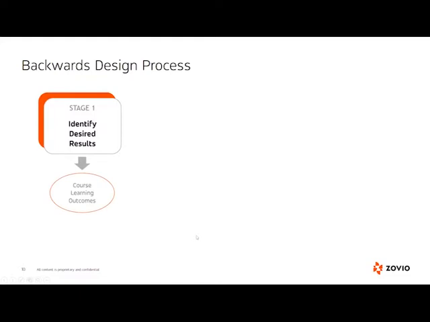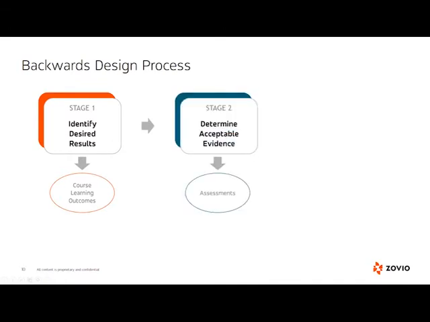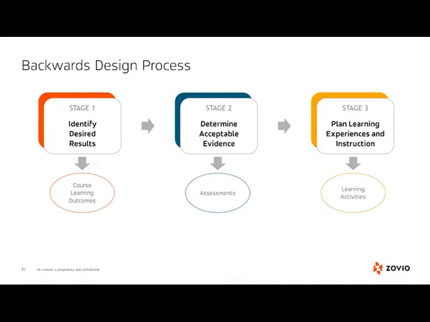Here in stage 1, you want to identify the desired results. In this case, for those developing courses, those would be the course learning outcomes. In stage 2, you want to determine the acceptable evidence. In this case, it would be assessments, which are essentially how you're measuring if students are achieving those course learning outcomes. And then finally, you want to plan learning experiences and instruction, which would be the learning activities. This would also be any lectures or instruction that will help prepare students to complete those assessments successfully, and ultimately achieve the learning outcomes for the course, or the skills and knowledge you want students to gain by the end of the course.